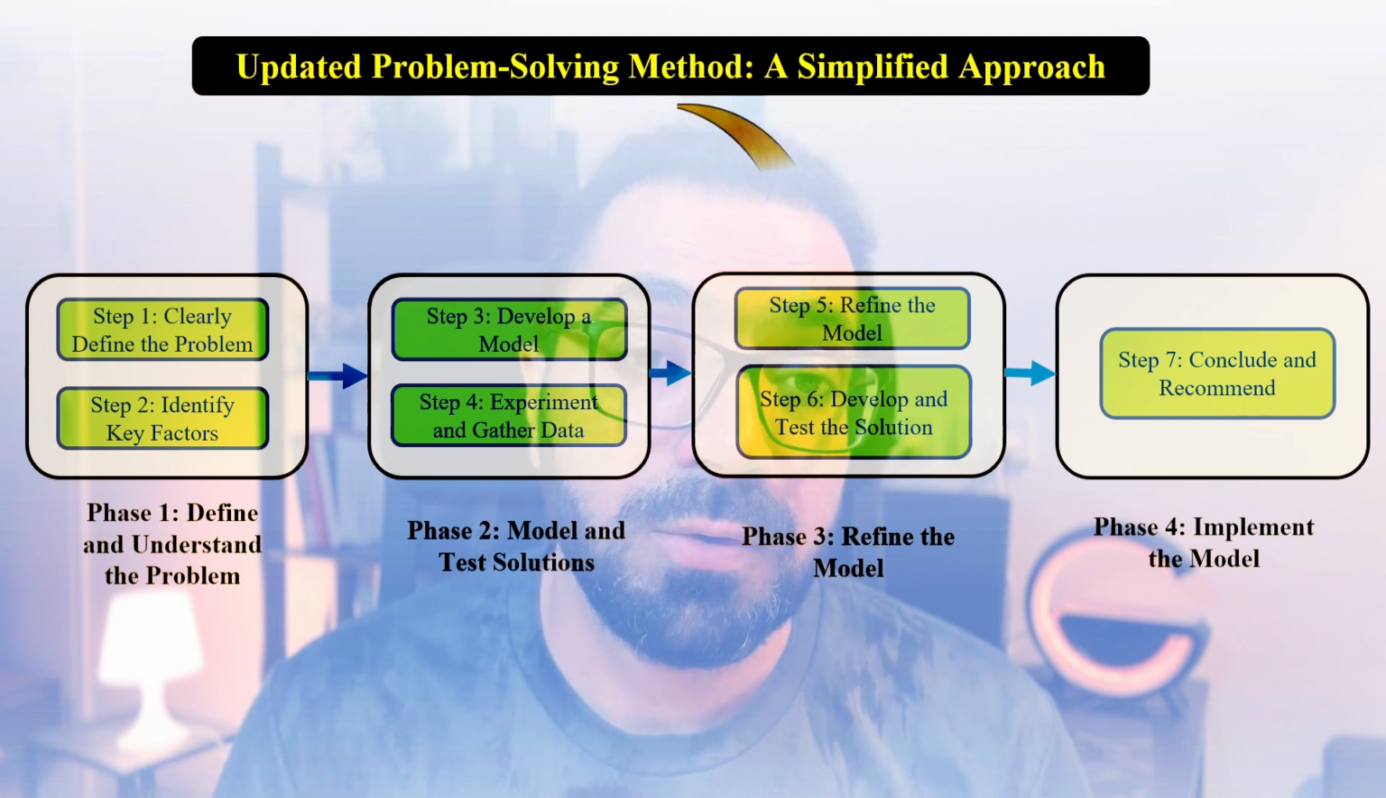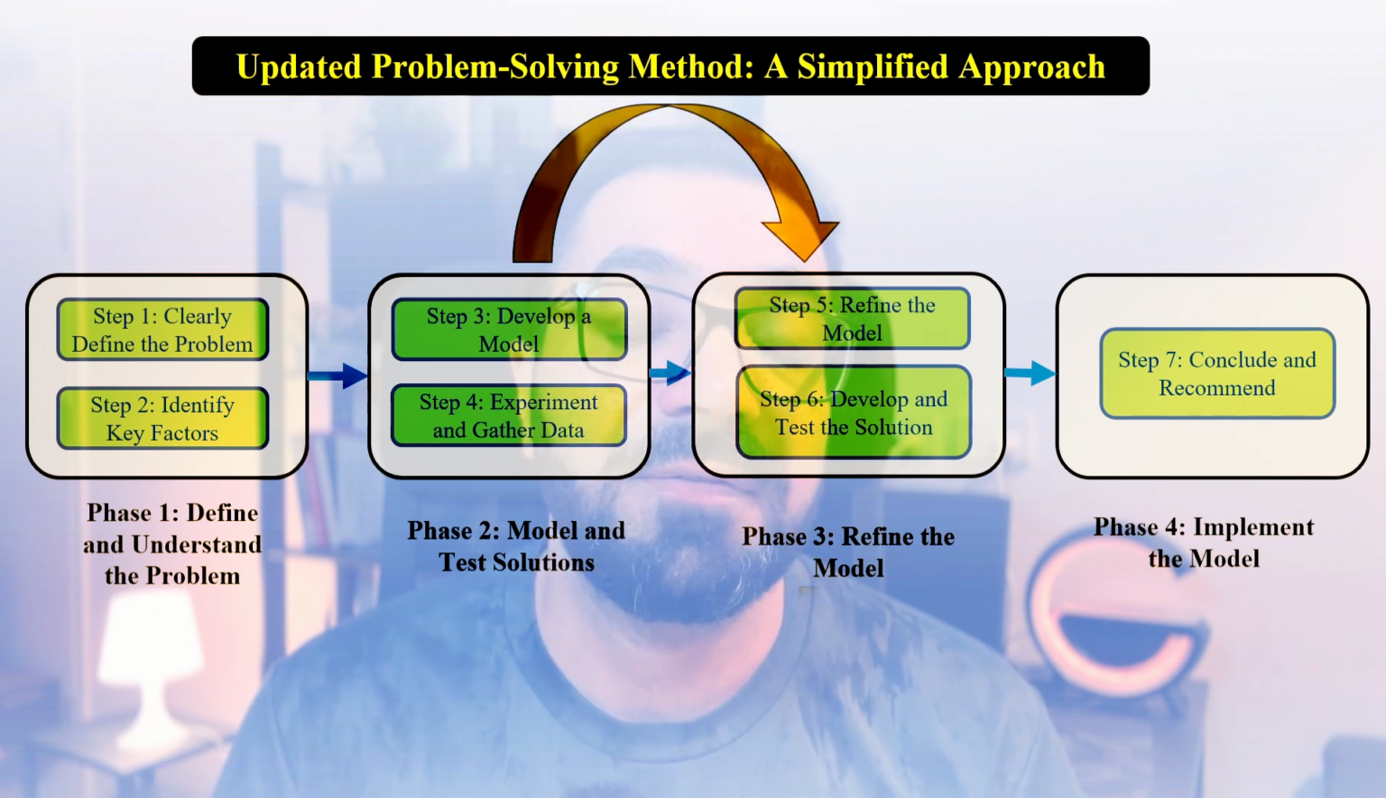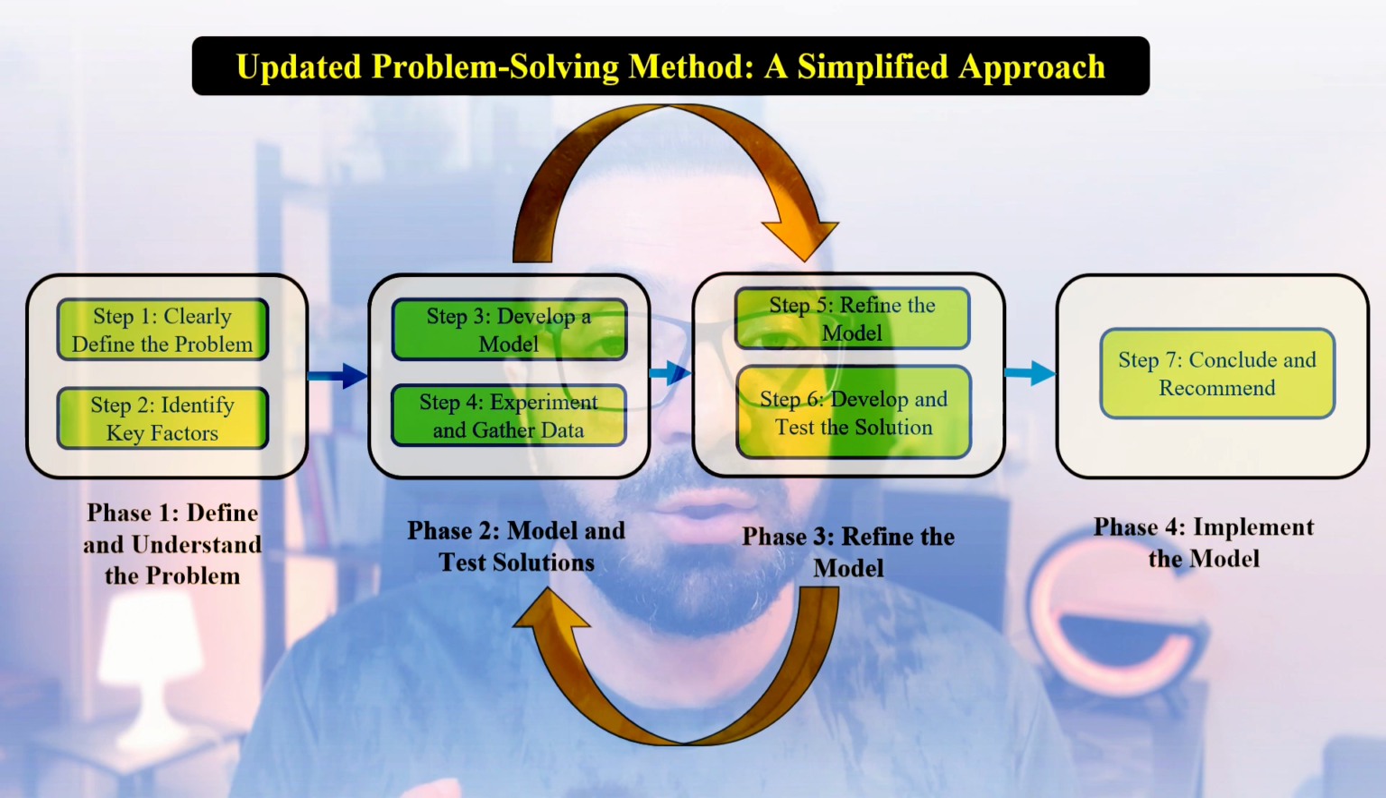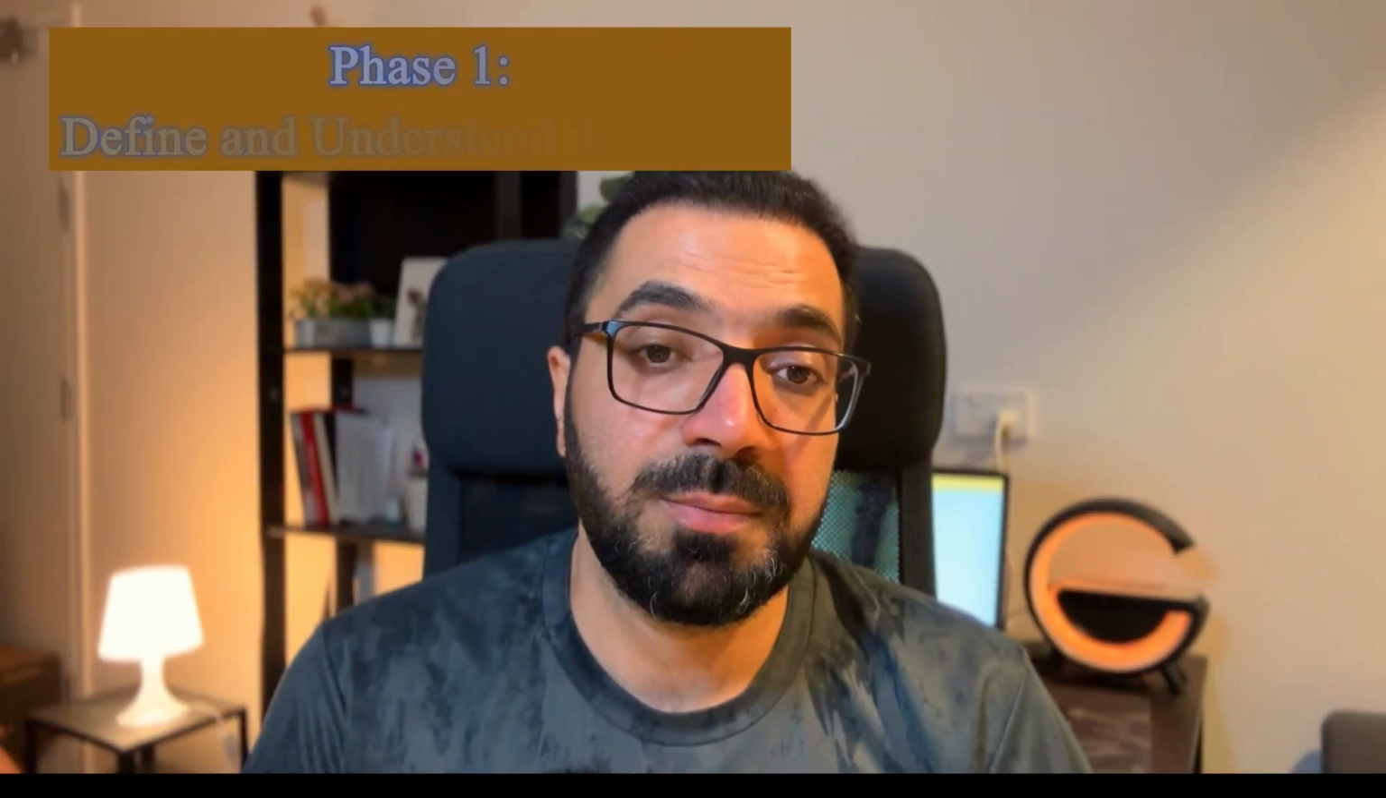So several cycles or iterations of phase 2 and phase 3 may be required to reach the final solution. By the end of the video, you'll have a clear understanding of how these methods help solve complex problems and enable data-driven decisions. Phase 1. Define and understand the problem.